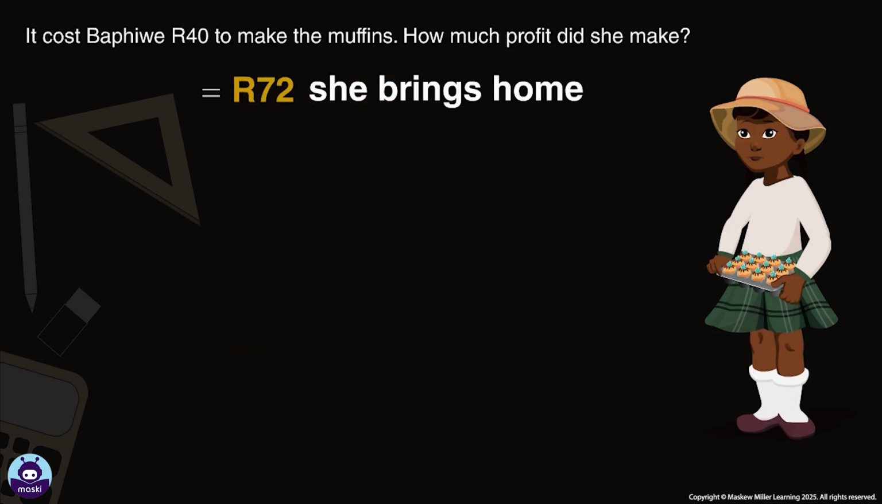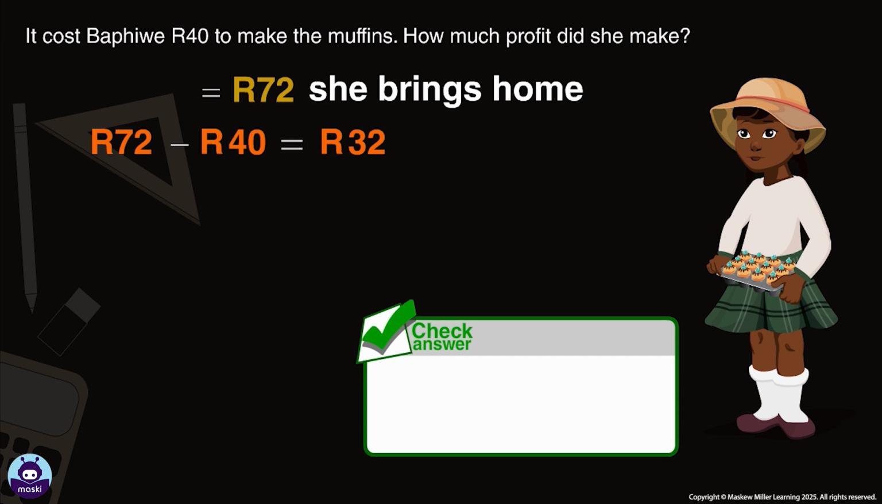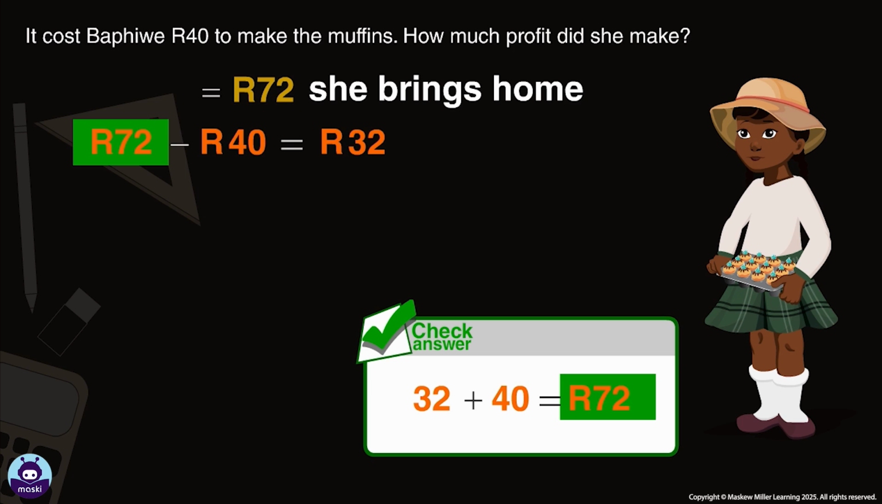It cost Bapiwe 40 rand to make the muffins. How much profit did she make? Subtract 40 rand from the money that she made from selling. 72 minus 40 equals 32 rand. You can check your answer by adding 40 to 32. 32 plus 40 equals 72 rand.